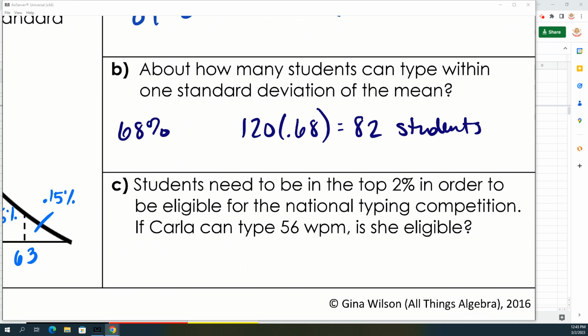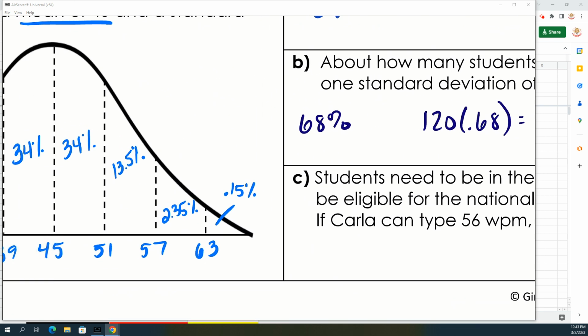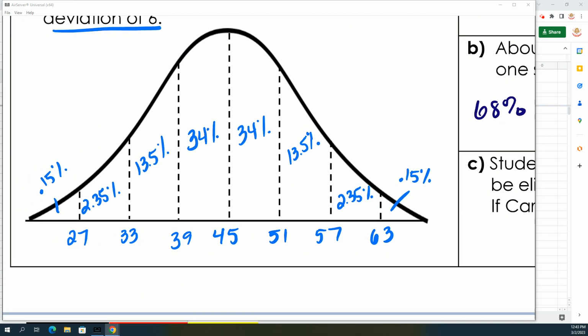And then the last question says that students need to be in the top 2% in order to be eligible for the national typing competition. If Carla can type 56 words per minute, is she eligible? Now, 56 isn't one of our numbers underneath, but I know 56 is going to be about right here. Is there any way that is in the top 2%? No way, because there's definitely at least 2.5% ahead of her, plus some others. So, no.